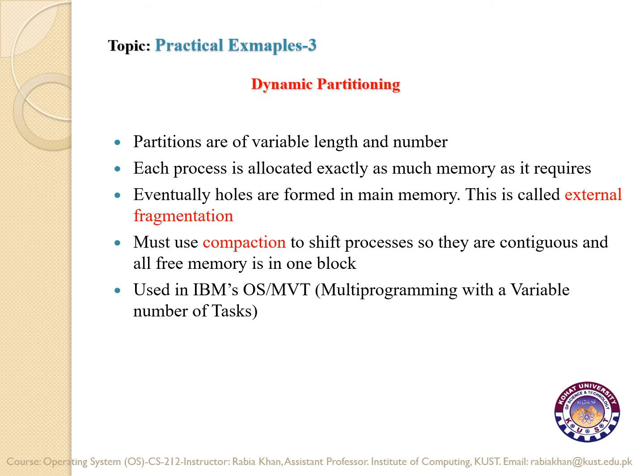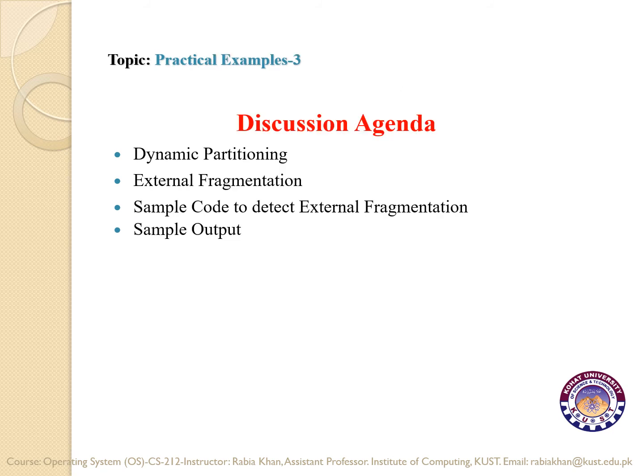IBM multiprogramming with a variable number of tasks operating system is implemented using dynamic partitioning. I hope you have understood what dynamic partitioning is and how it creates external fragmentation. So now we are going to discuss a code snippet that helps in detecting external fragmentation.